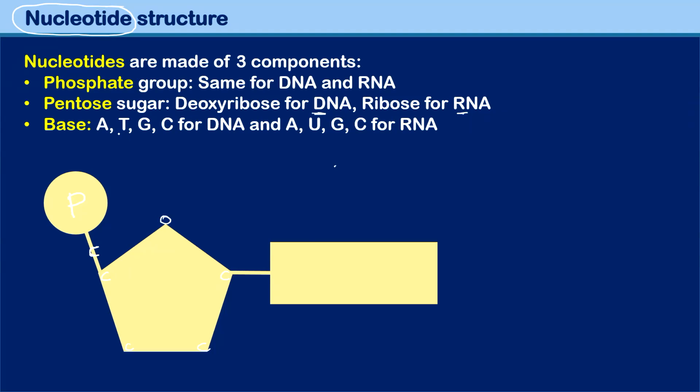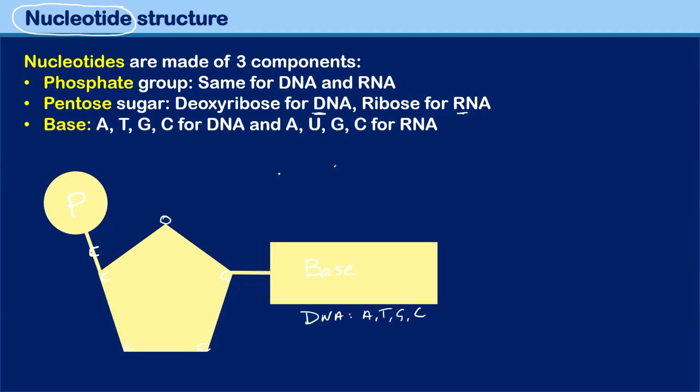The base is down here. And now there are different possibilities over here, because in DNA you have A, T, G, and C. So let me write this here: A, T, G, and C, DNA. You have A, T, G, or C.